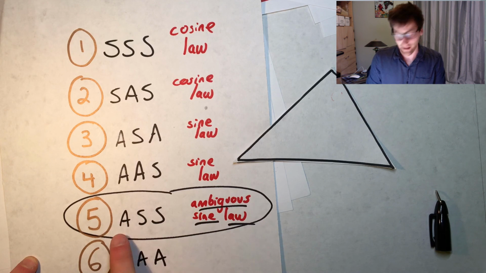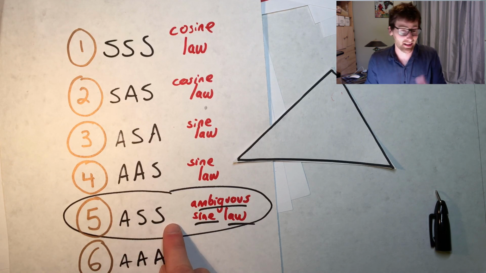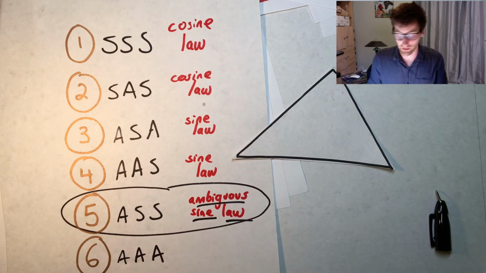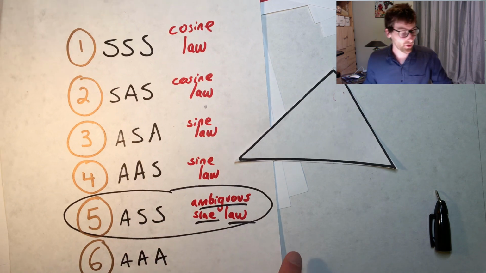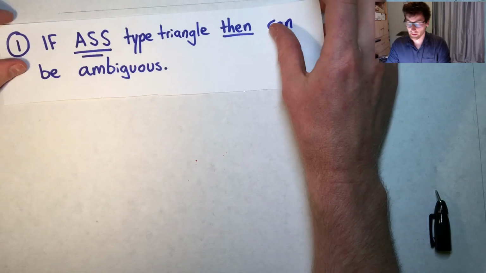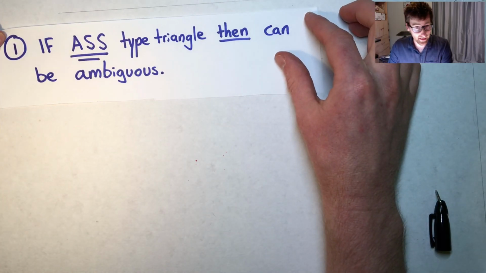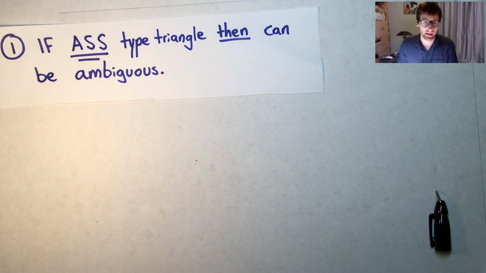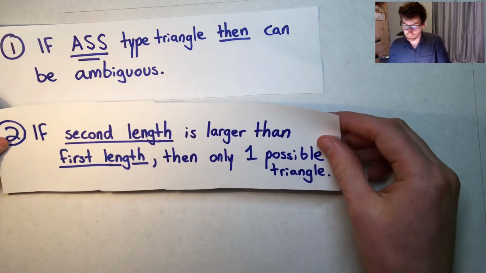But when you hit angle, side, side, you know that it can be no triangles, it can be 2 triangles, or it can be just 1 triangle. So let's recap when it is each. If it's an ASS type triangle, then you can consider it maybe being ambiguous because it can be 0, 1, or 2. If it was any other type of triangle, you'd be fine.